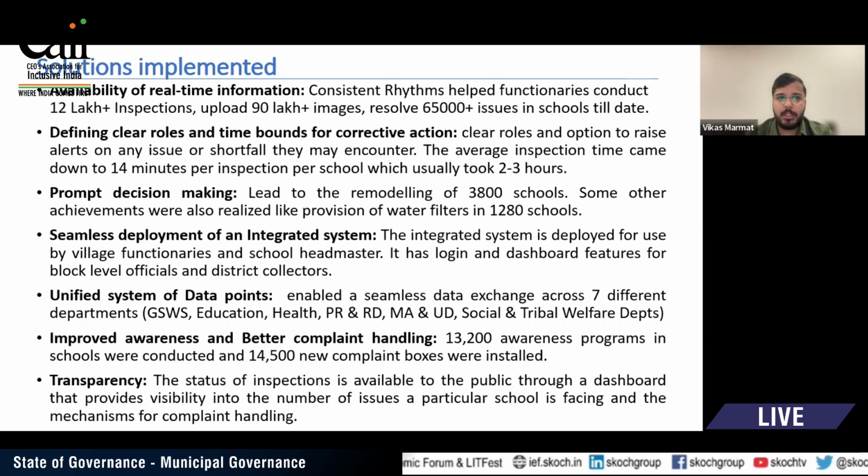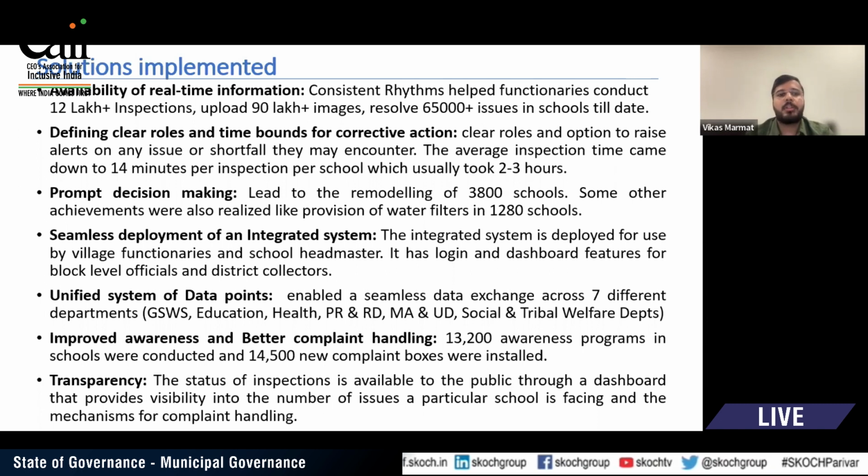Then, as I told, defining clear roles and time bounds. The average inspection used to take just 14 to 15 minutes for every functionary. We also ensured this, since the same functionary is involved in so many other activities, so this is just one of the activities that he or she was doing.